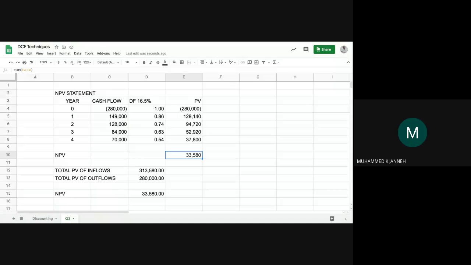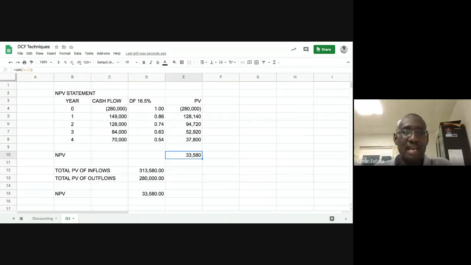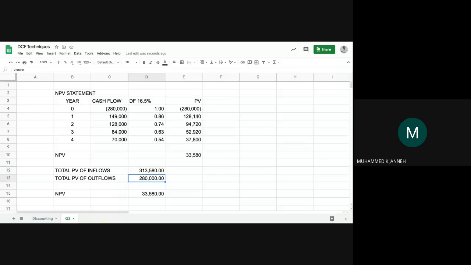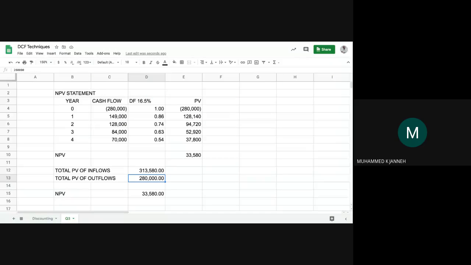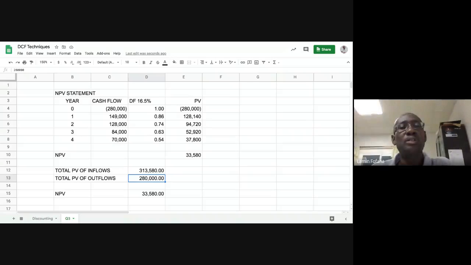Okay, Mr. Fofana. Yes. If in between we have any other negative figure, like year 3, if 84,000 was a negative figure, then we will have added it to the outflow, right? Exactly. All the positive figures are inflow, but all the negative figures are outflow. And it doesn't mean that the outflow will only appear in the first year. It can appear any year. Even the inflow sometimes can appear in the first year. Okay, thank you.